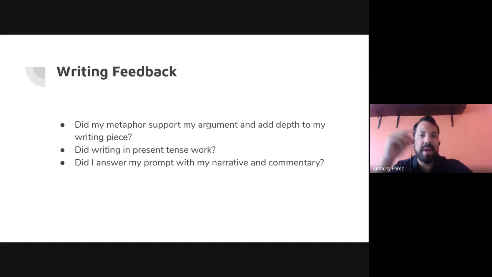The second question I have is, did writing in the present tense work? A lot of times writers don't do that, but I thought in this case, it would create more suspense, and it would be like you're right in there when you're coming down the stairs and leaving my house. So I try to do it to create some suspense, but also bring unity between me and you guys as my readers. And then my last question is, did I actually answer the prompt?